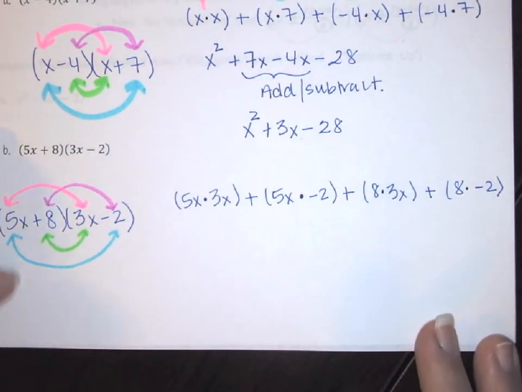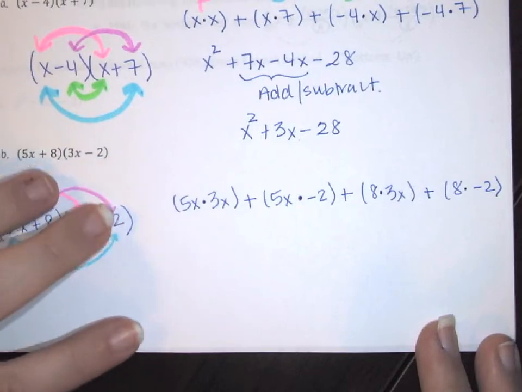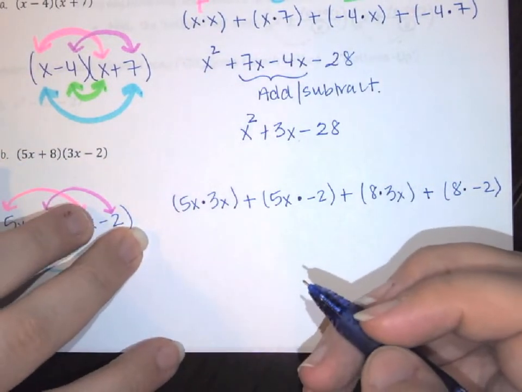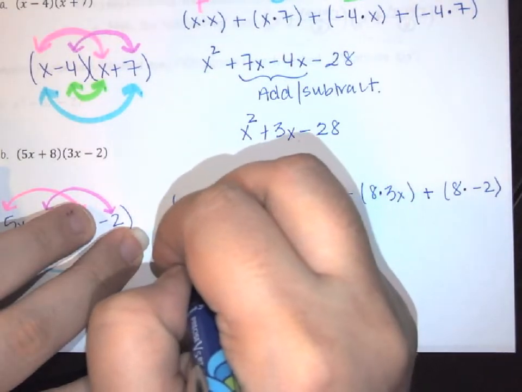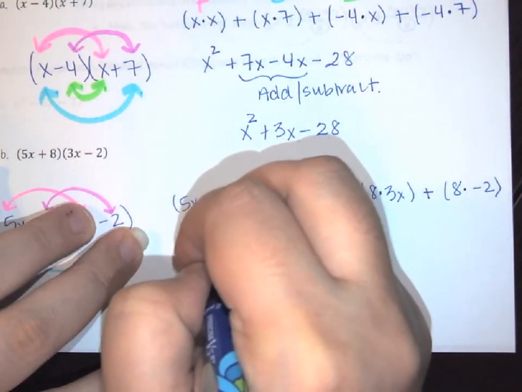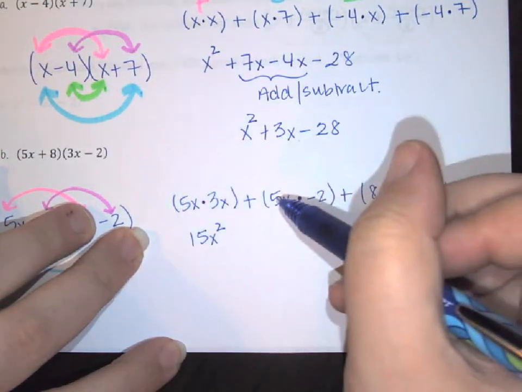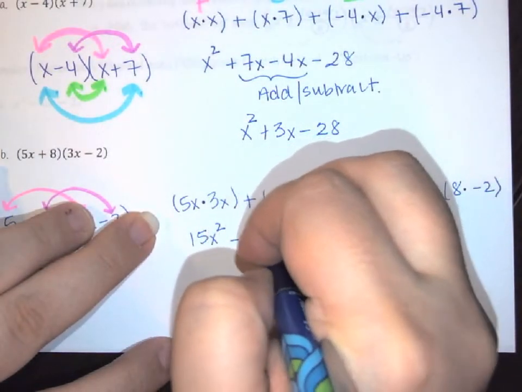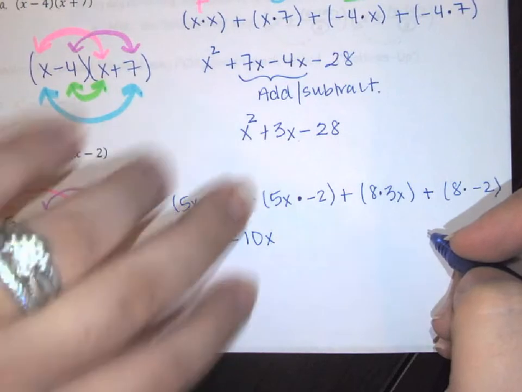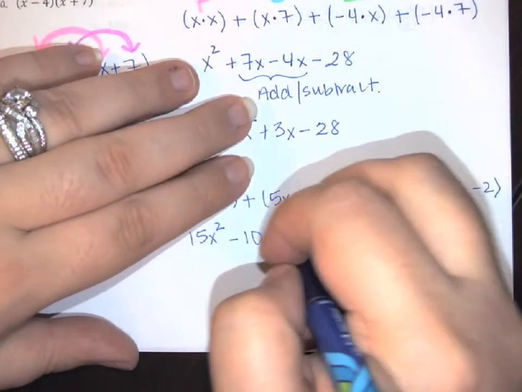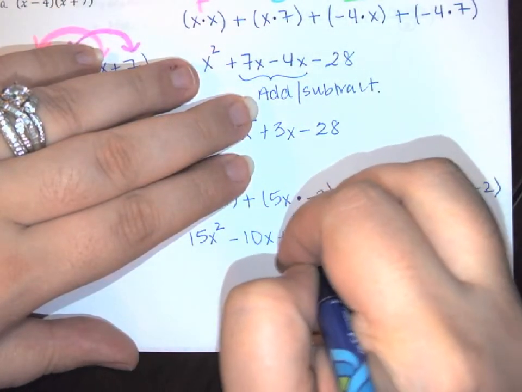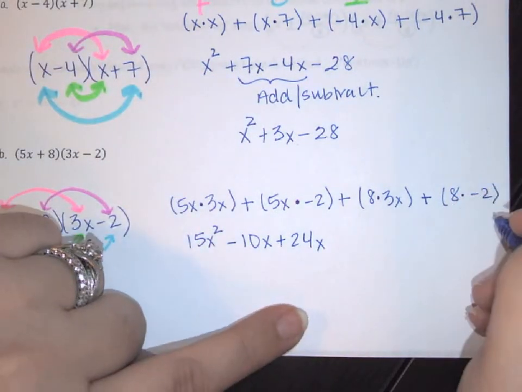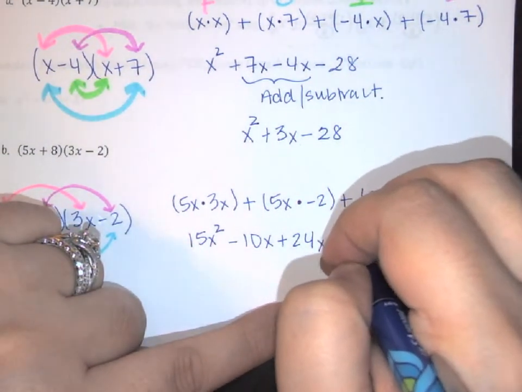Again, now we have to actually multiply and reduce. So here, 5 times 3 is 15. x times x is x squared. So this is 15x squared. 5 times negative 2 is a negative 10x. 8 times 3 is a plus 24x. And then 8 times negative 2 is a negative 16.